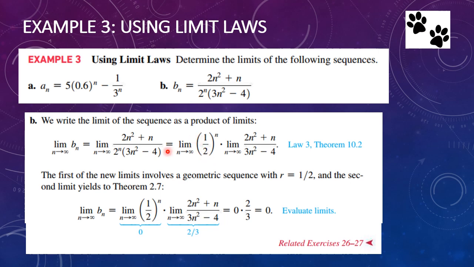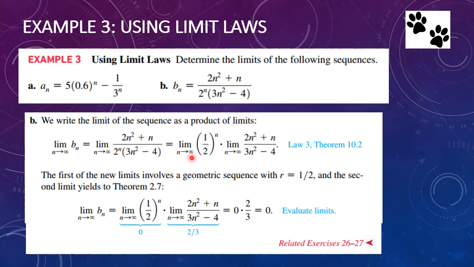This then gives us the limit of a product, which we can then take the limit of each piece. In this first piece, we see that this is a geometric sequence with r being less than 1, r equals 1/2, so this is going to go to 0. Here we can apply our normal limit rules and divide each of the terms, the numerator and the denominator, by n squared. When we do that, we get 2 plus 1 over n, and the 1 over n goes to 0. We get over 3 minus 4 over n squared, and the 4 over n squared goes to 0. So we are left with the limit equaling 2/3.